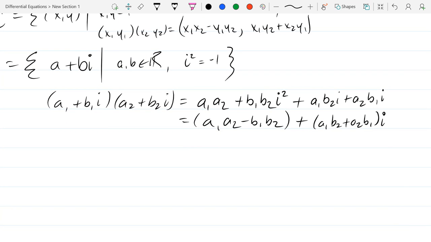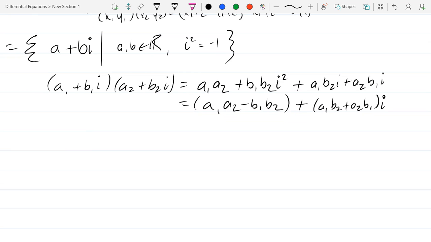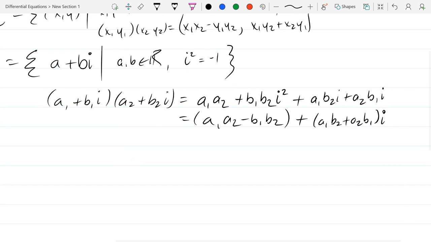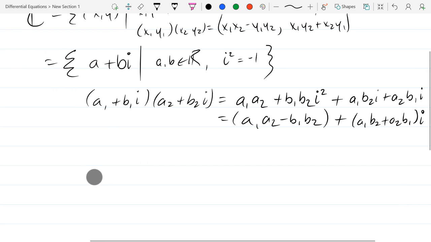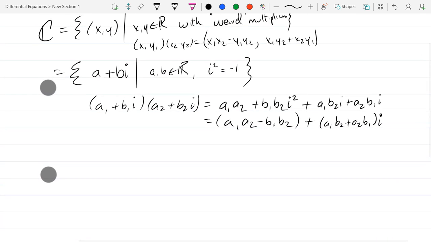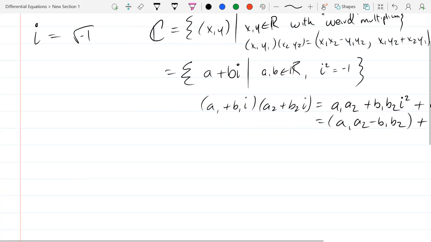So that should not have been a surprise with the a's and the b's that it worked out like that. b1 b2 i squared is negative b1 b2. So there's the weird multiplication written out the way that you're used to it being written. Although what I wrote at the top of the screen is exactly the same with a different notation. I just use parentheses instead of that little i notation. Okay, so that's the definition of complex numbers.